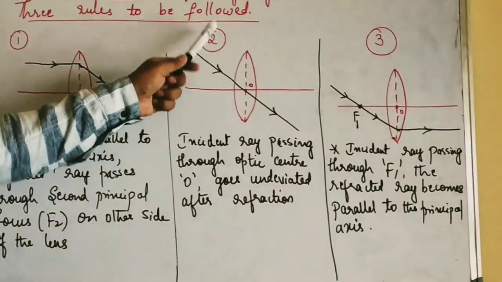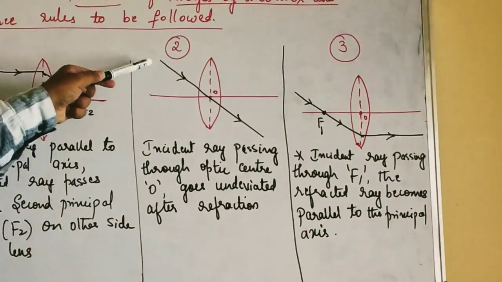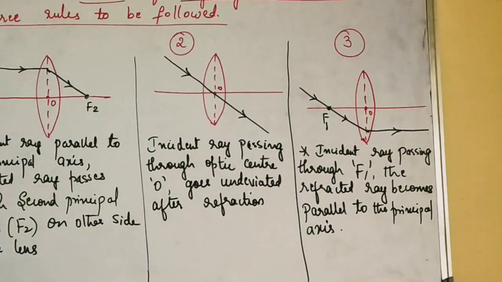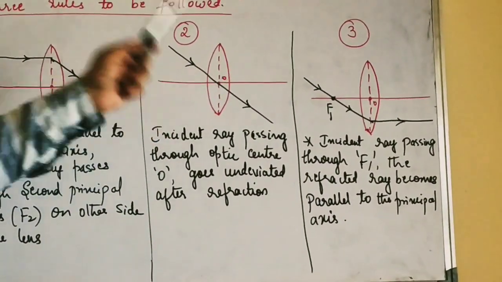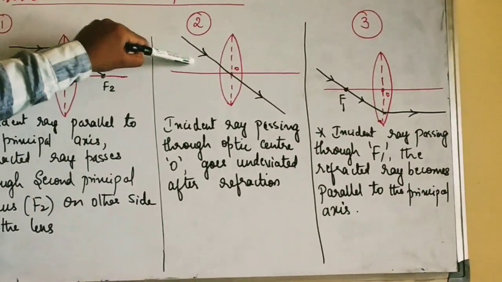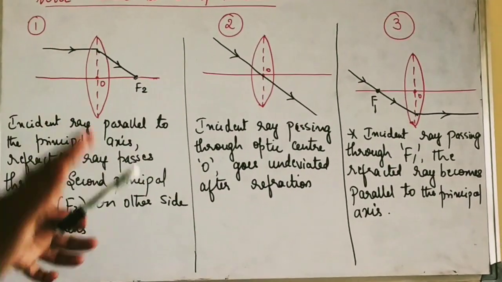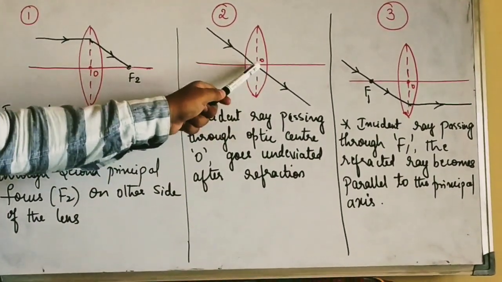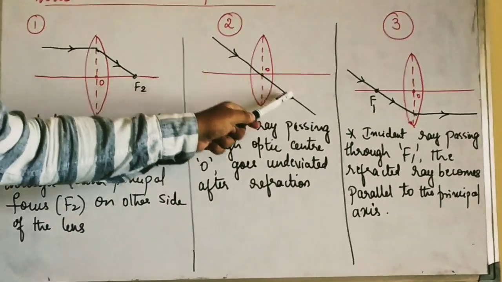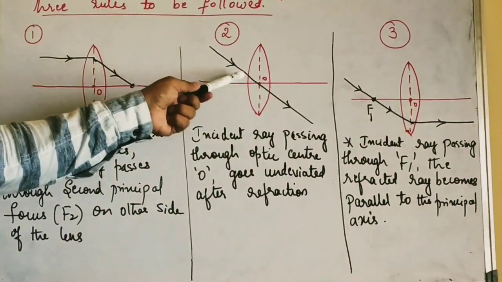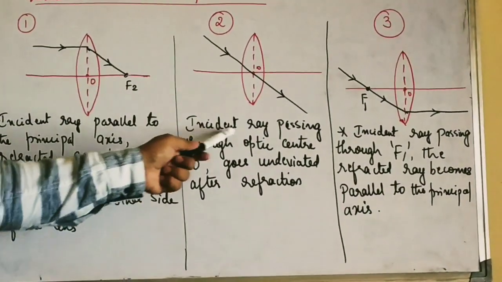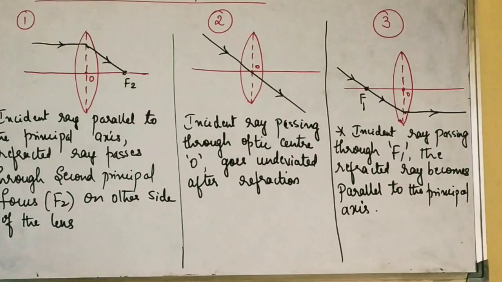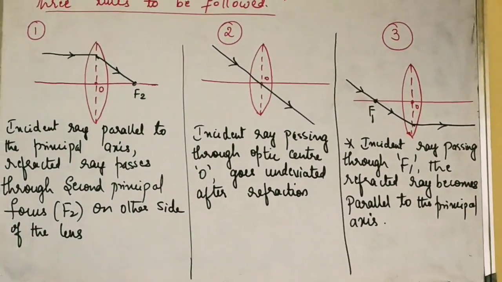Now coming to the second rule. Now the incident ray is coming obliquely. It is not parallel, it is coming obliquely. Not only that, it is passing through the optic center O. Now, whenever the incident ray is coming obliquely and passing through the optical center, there is no refraction. That's why it goes undeviated. You can see here, the refracted ray from the interface is going undeviated. Why? Because the incident ray is straight away hitting the optical center. When the incident ray is passing through the optic center O, the refracted ray goes undeviated after refraction. So this is the second rule.